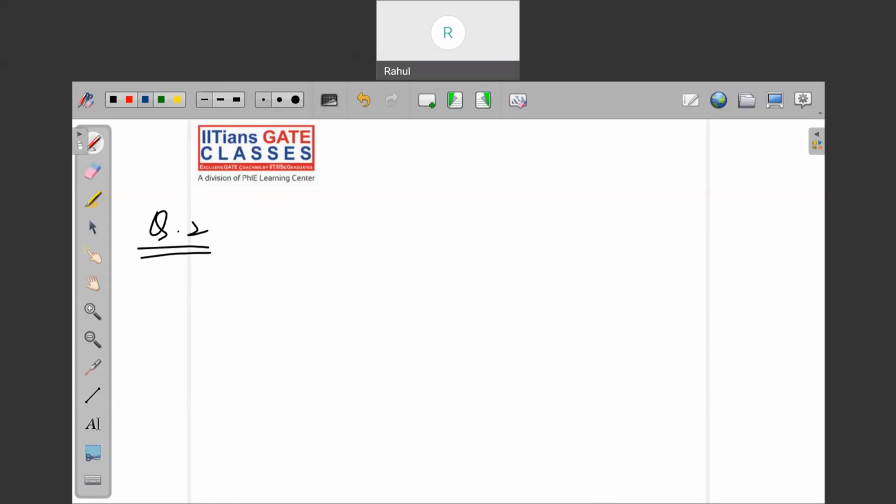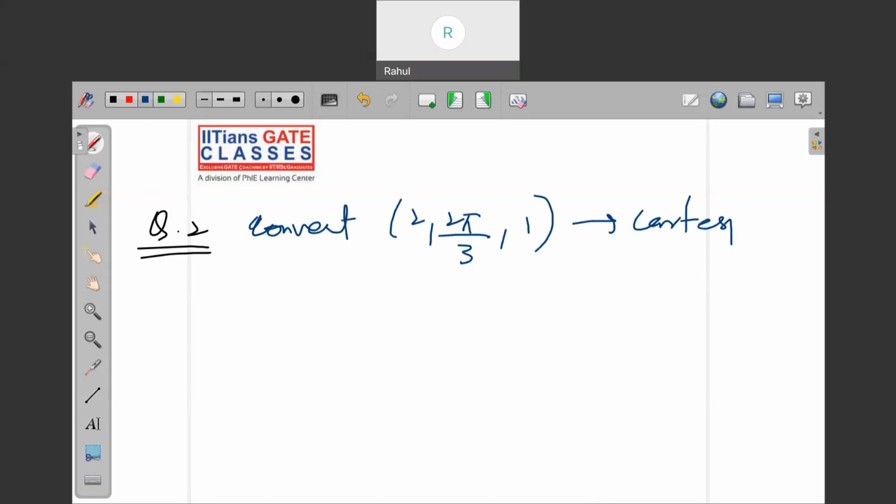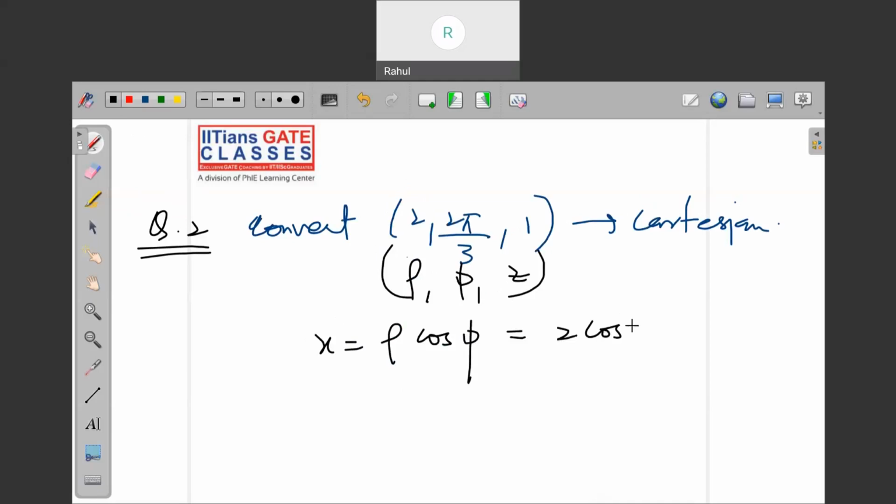Suppose the question is like: convert (2, 2 pi by 3, 1) into Cartesian coordinate system. Okay, so just to recall those formulas which we have studied. So this is rho, phi, and z. So one angle is there, right? So x can be found out like rho cos phi. So this will be 2 cos 2 pi by 3, right?